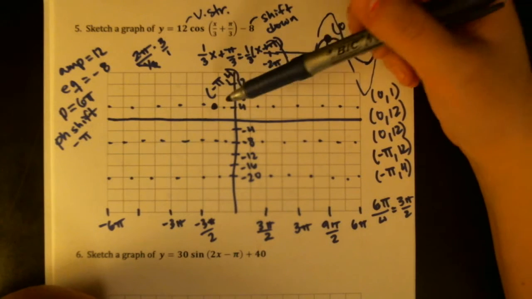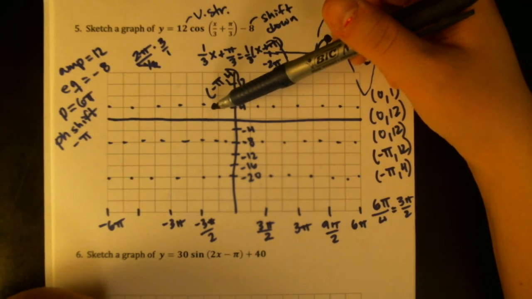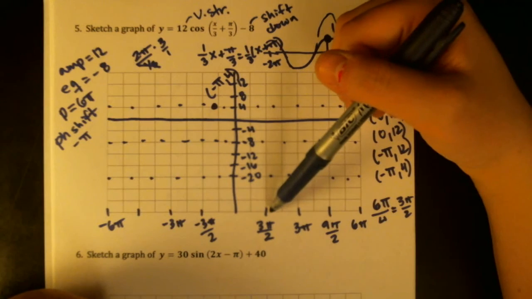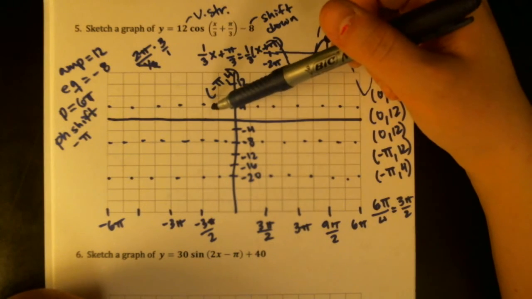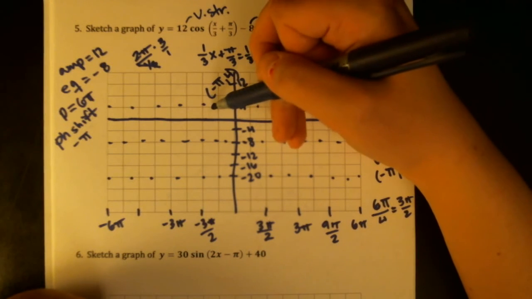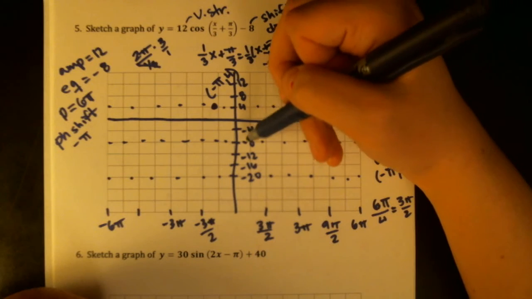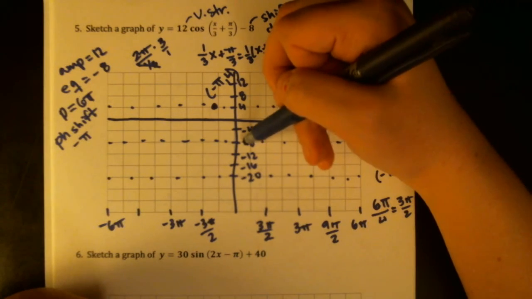So that's a maximum. I don't have any choice but to head down from there. So if I go over 3 pi over 2, I should hit equilibrium. So that's 2 tick marks. So I'm just shy of this tick mark. So if I go over 1, 2 tick marks, I should be down to equilibrium.